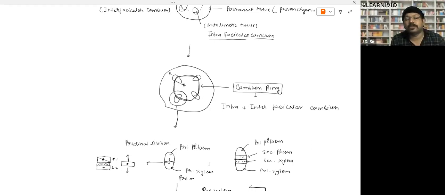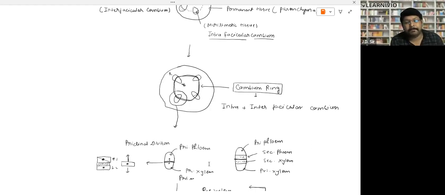Full stop. Deposition of tannin and other alkaloid takes place. That's how it makes wood.